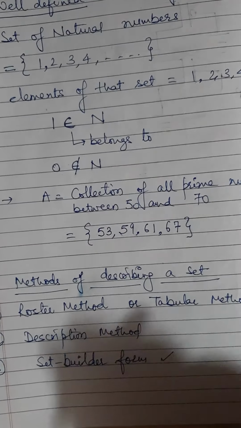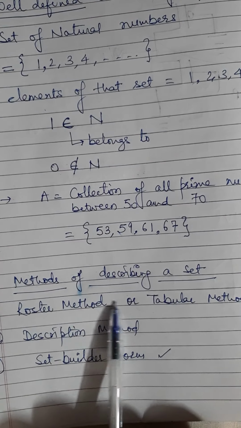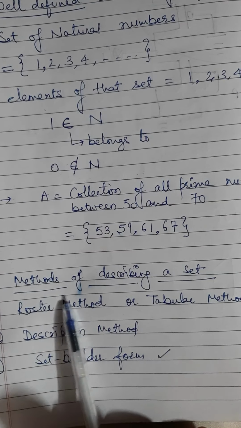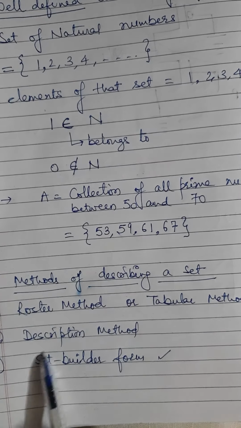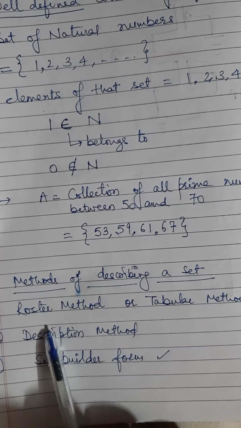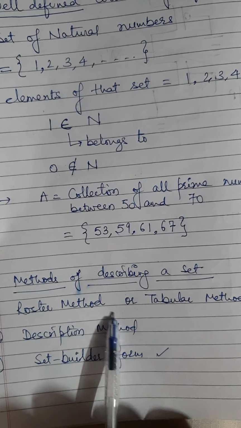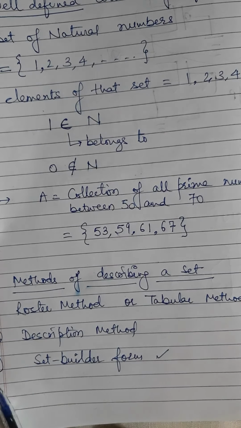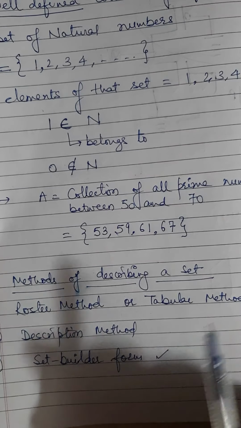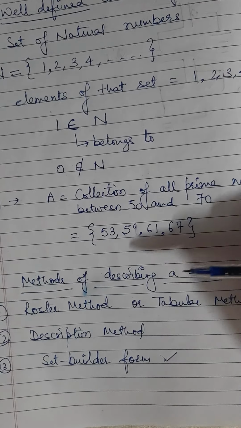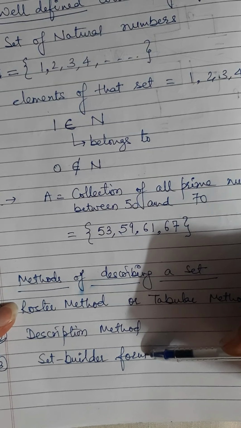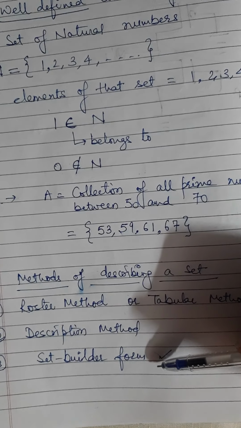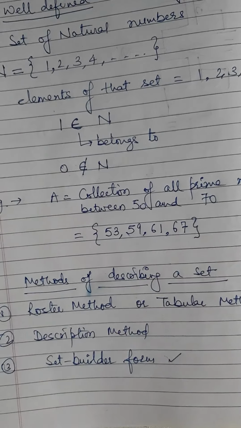Now we have two main methods of describing a set. First one is roster method, and second is set builder form. We will study these two methods here.